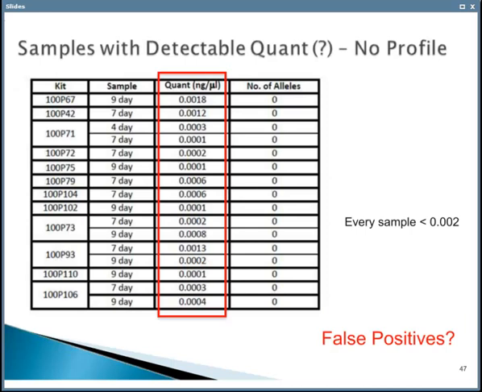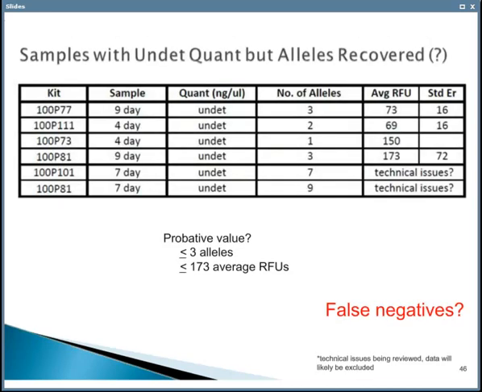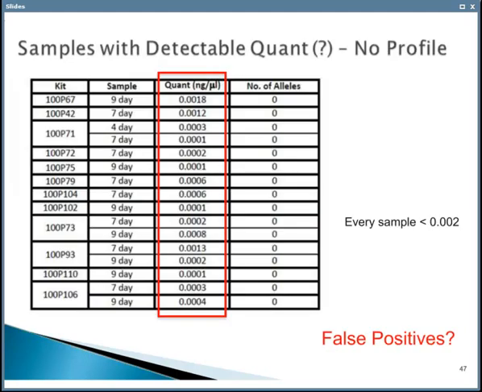Now, on the other hand, let me go back to that. Sorry, these could be false negatives then. In other words, the Quant system says there's not going to be a profile, but you get a profile. Is that a false negative? Well, I would say no, because the profiles are such poor quality. There's only one or two alleles with very low RFUs, and they're not good profiles.